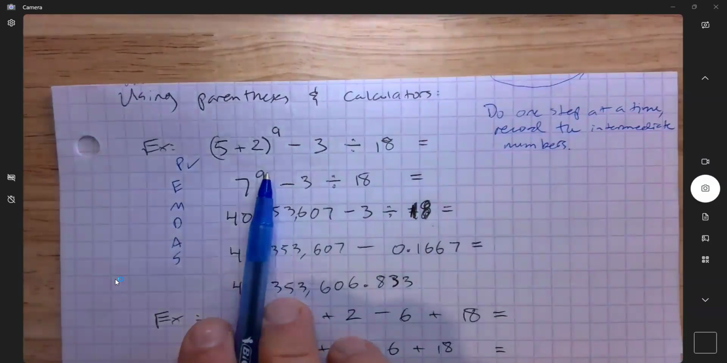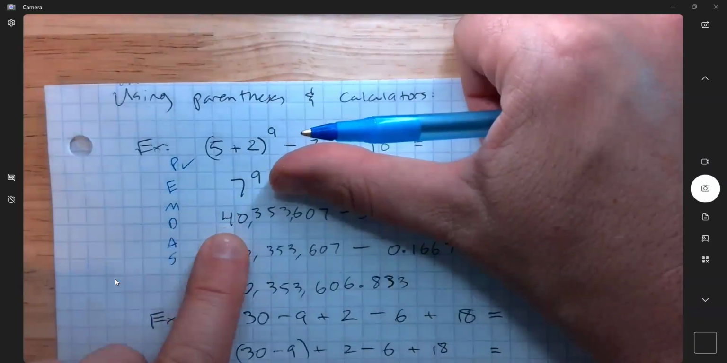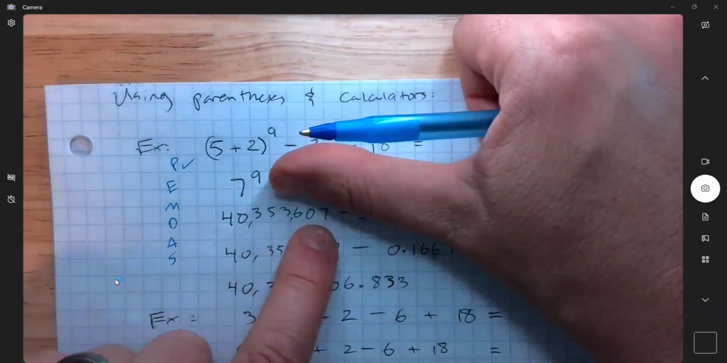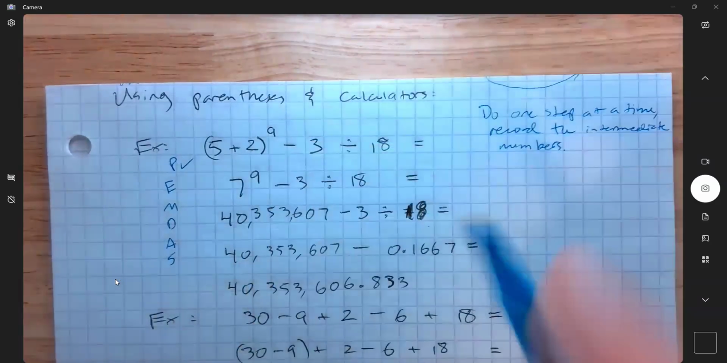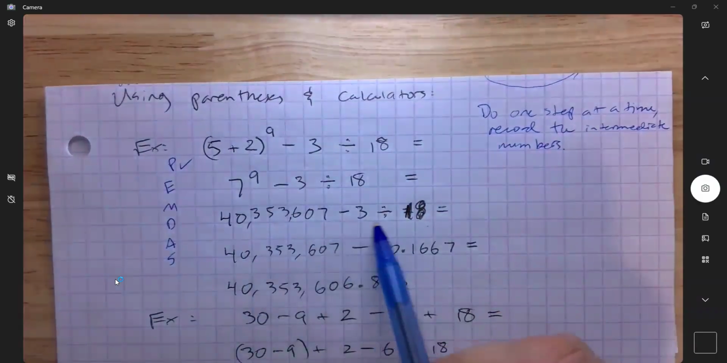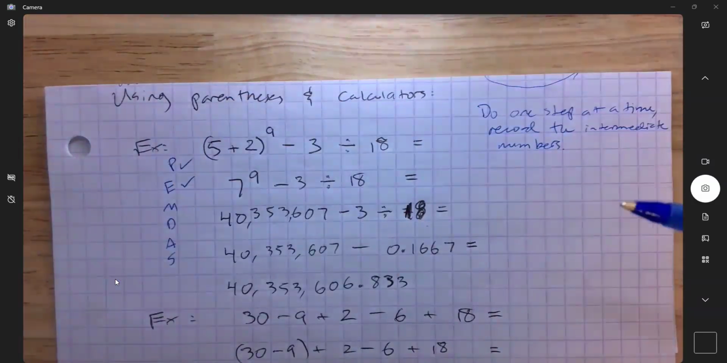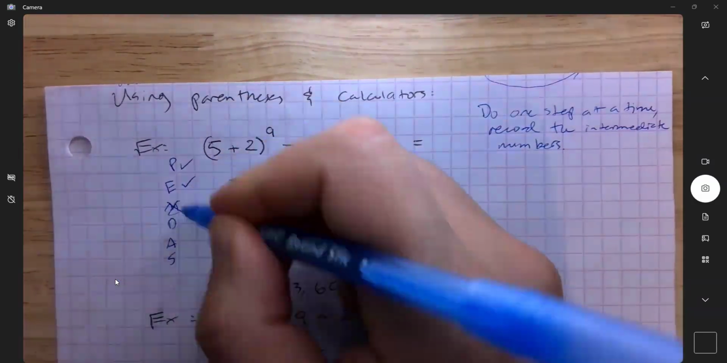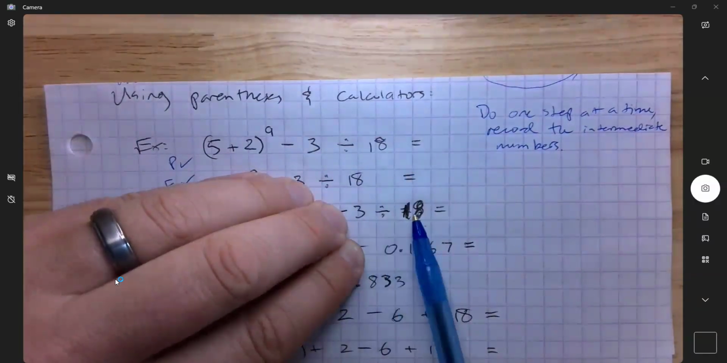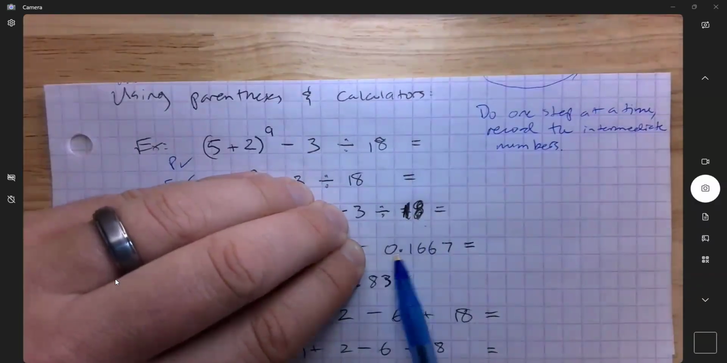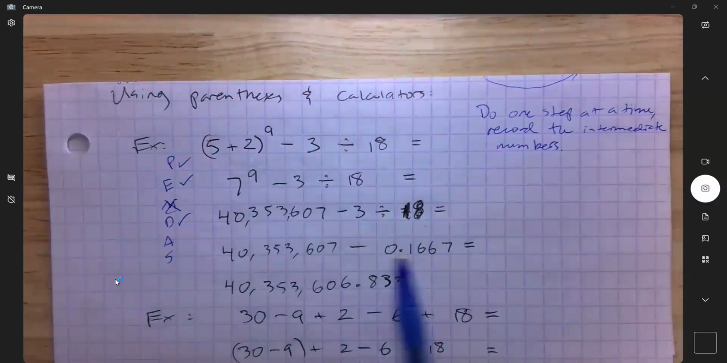Now I have an exponent. So I take just the exponent part into my calculator, and I do 7 to the 9th, which is this really giant number, 40,353,607, and I record that answer, and then I have a minus 3 divided by 18 is still there. That took care of my exponentials. I don't have any multiplication, but now I do have a division. So I do just the division, and I do 3 divided by 18, which gives me 0.1667. And I record that step.